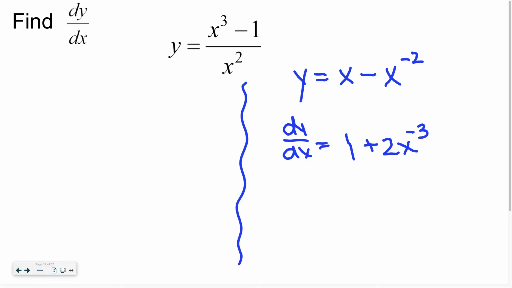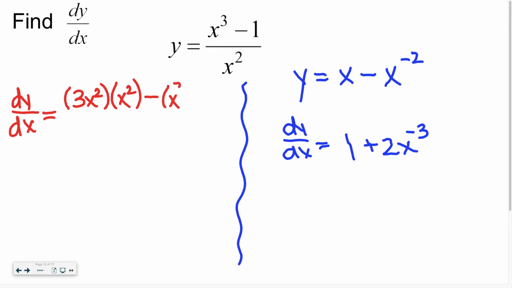I can use the quotient rule. That's fine. Your quotient rule would give you, what's the derivative of our numerator? 3x squared times our denominator minus our numerator times the derivative of our denominator, all over denominator squared.